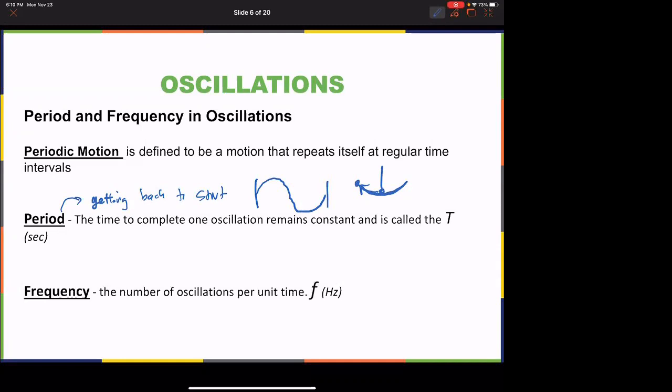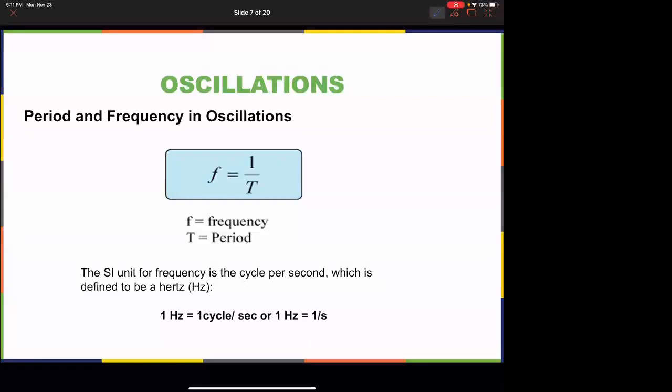And frequency is the number of oscillations per unit time. The units for frequency are hertz, whereas for period it's seconds. So whenever you see hertz, like megahertz or kilohertz or any kind of hertz, that's frequency. And that's how often it happens, right? If you're counting how many times per unit time. And the relationship between frequency and period: f equals 1 over T. They're inversely related. One goes up, the other one goes down.